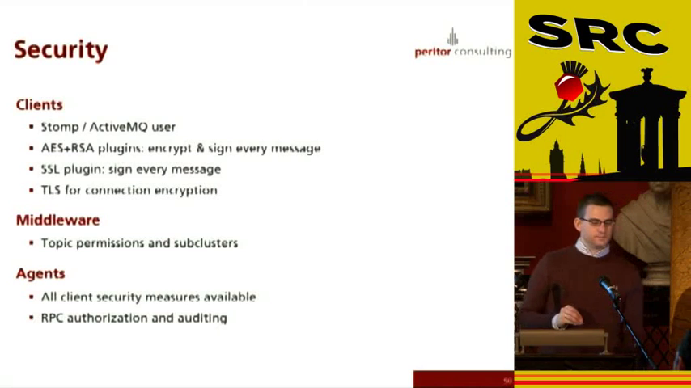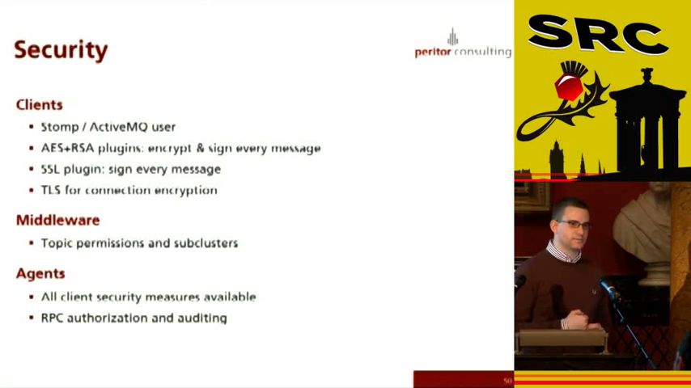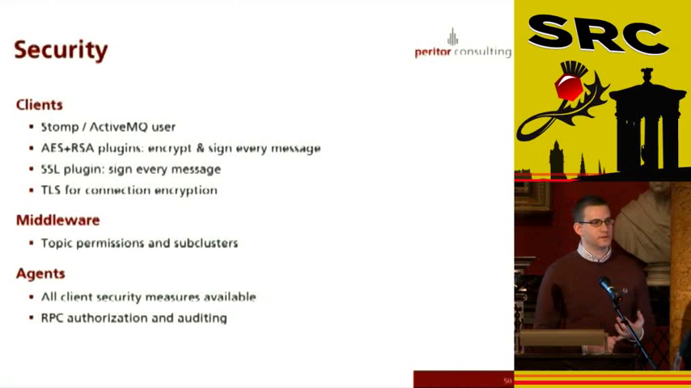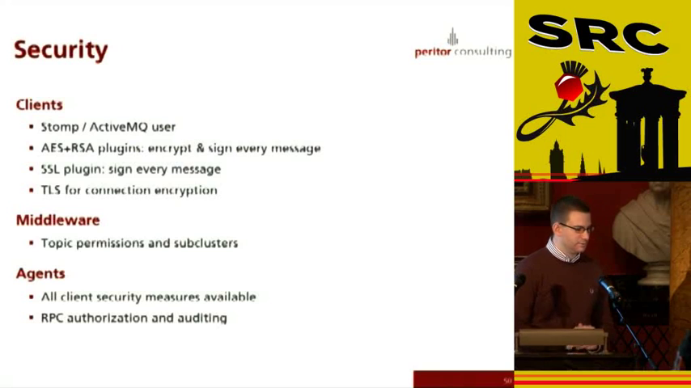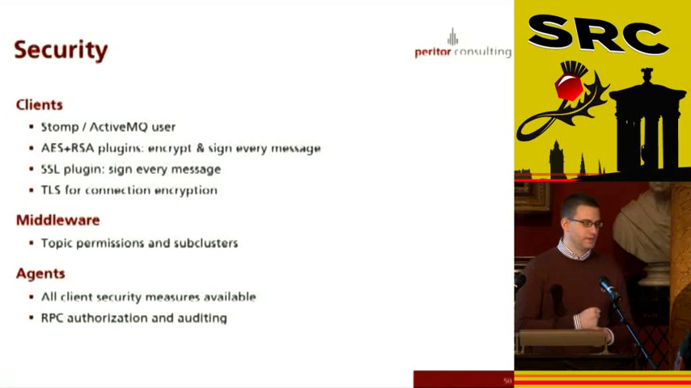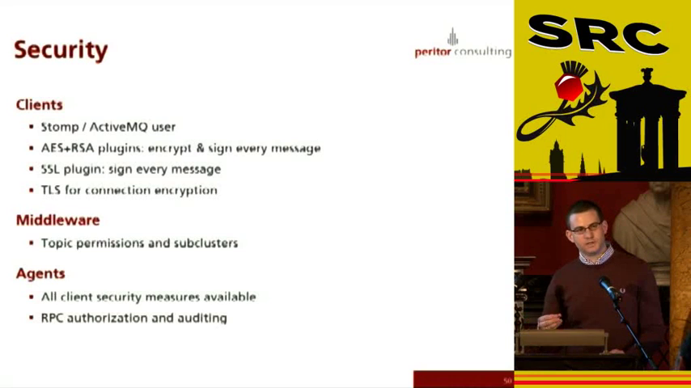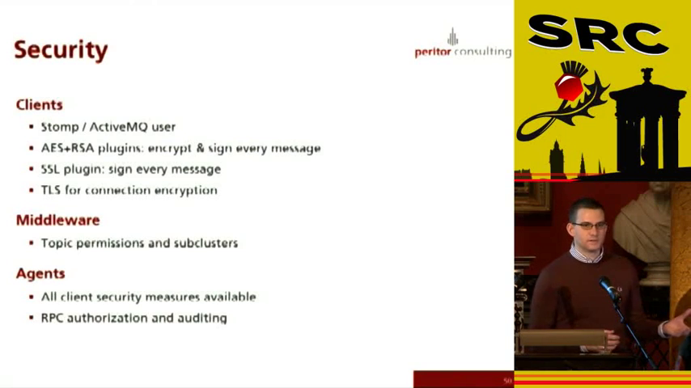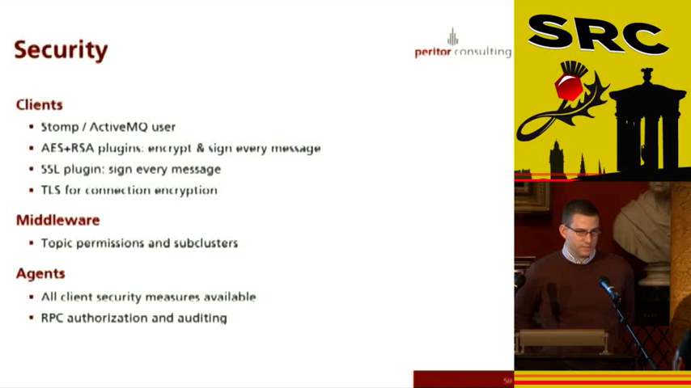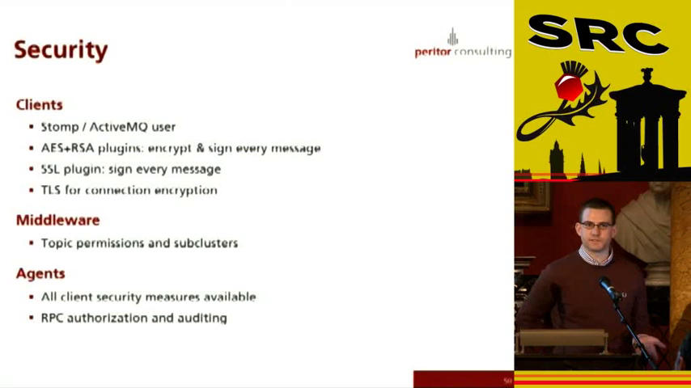The first is at the client level. Of course the client has to connect to ActiveMQ, so you can have an ActiveMQ username and password. Probably more secure is using AES and RSA plugins, where you can encrypt and sign every message, and then the actual agents can verify those and say, I have the certificate of this user, and I can verify that this message is authentic. A simpler version would be just using SSL, which gives you the signing part, but not the encryption part. And of course, you can use TLS for all the communication with the broker.